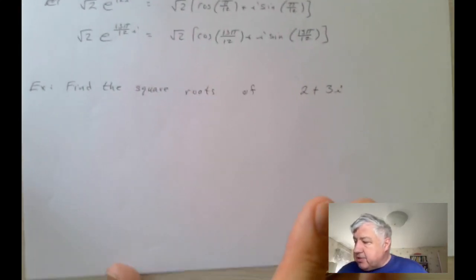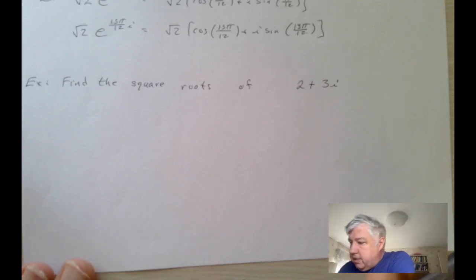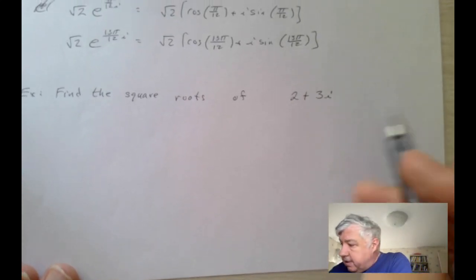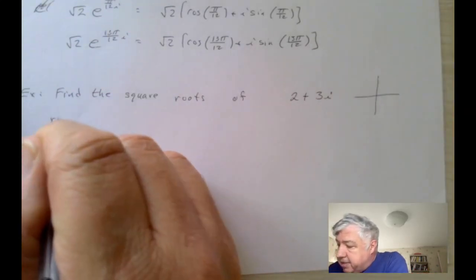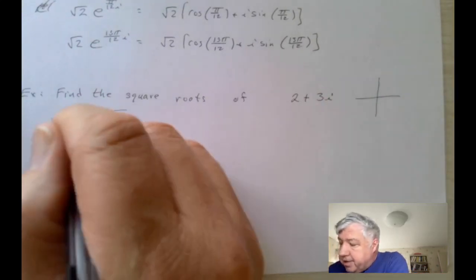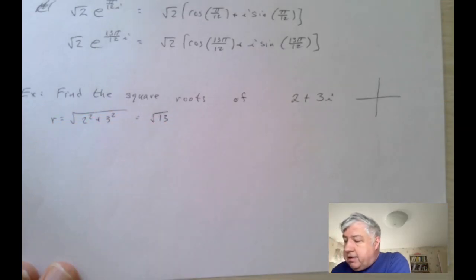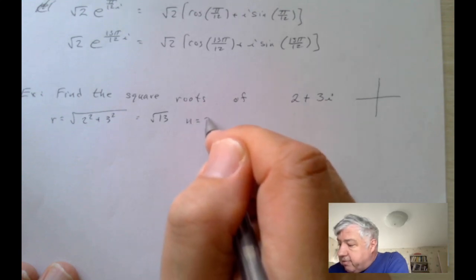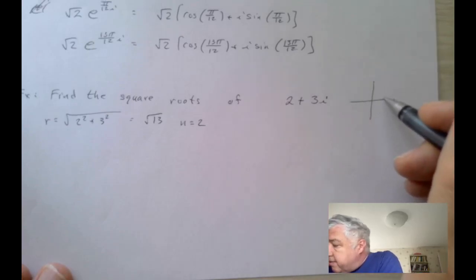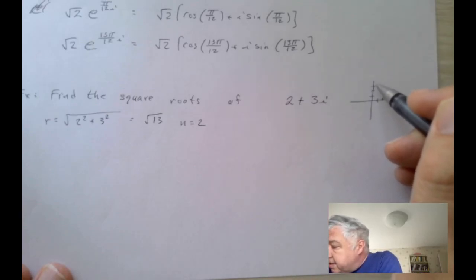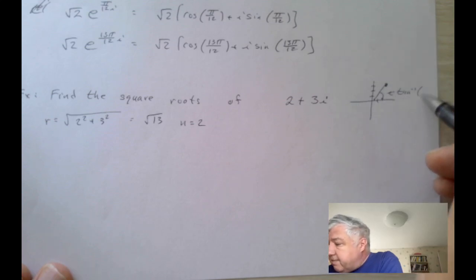We wanted to find the square roots of 2 plus 3i. In this case, r is going to be the square root of 2 squared plus 3 squared. So this is going to be the square root of 13. And n is 2 again, of course. And here we are. Here's 2, 3. So at this point, this angle has to be the inverse tangent of 3 halves.